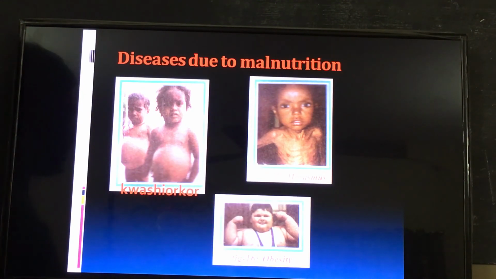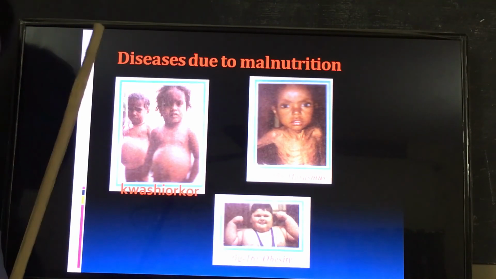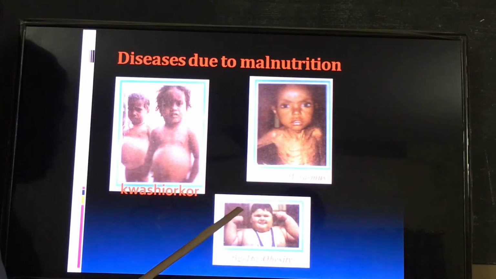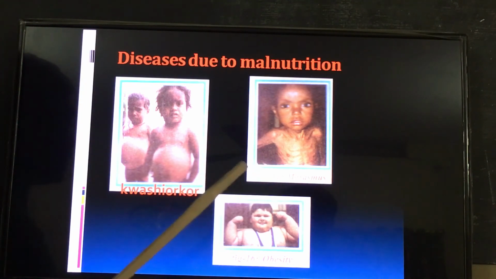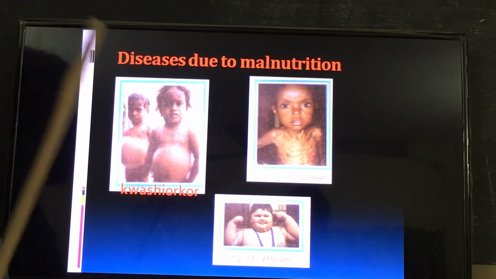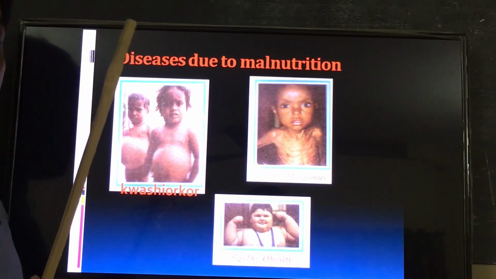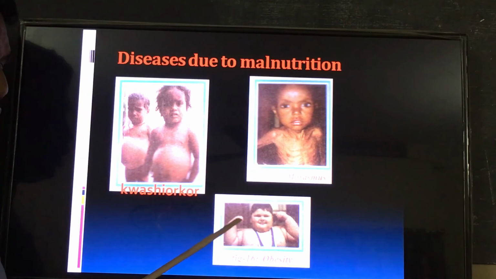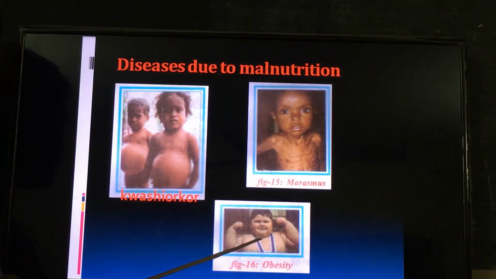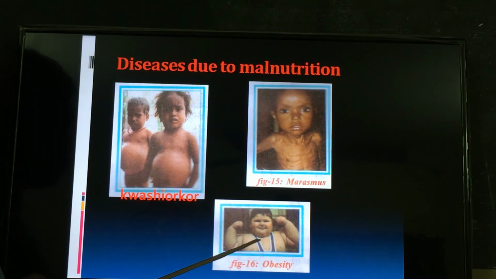What is the reason for obesity? The first reason is over intake and less energy expenditure. More intake and less energy expenditure leads to obesity. What are the problems of a person who suffers with obesity? First one is diabetes. Obesity may cause diabetes, sugar. Second one is cardiovascular problem, meaning heart problems. And third one is renal problem, kidney problem. So these are the problems faced by people who suffer with obesity.